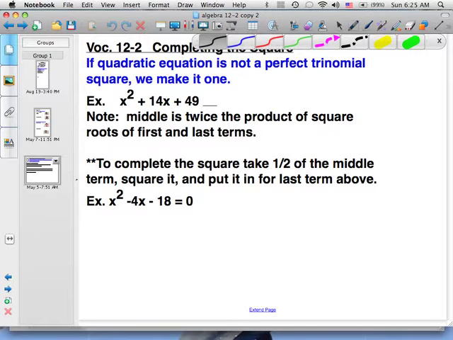So we'll do that to this one. The 18 is not a perfect square. Remember, we have to end with a perfect square. So I'm going to move it to the other side by adding 18.